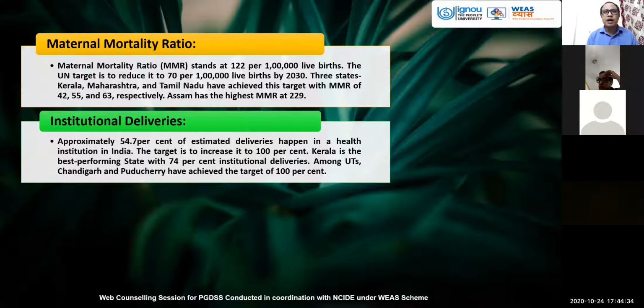Then institutional delivery is also very important. If you look at maternal death and stillbirth, this usually happens when the delivery of the child takes place at home. So we need to develop infrastructure for institutional deliveries, and we have achieved a lot. Approximately 54.7% of estimated deliveries happen in health institutions in India, meaning more than 50%. The target is to increase it to 100%. Kerala is the best performing with 74% institutional deliveries. Among the Union Territories, Chandigarh and Pondicherry have achieved the target of 100%.